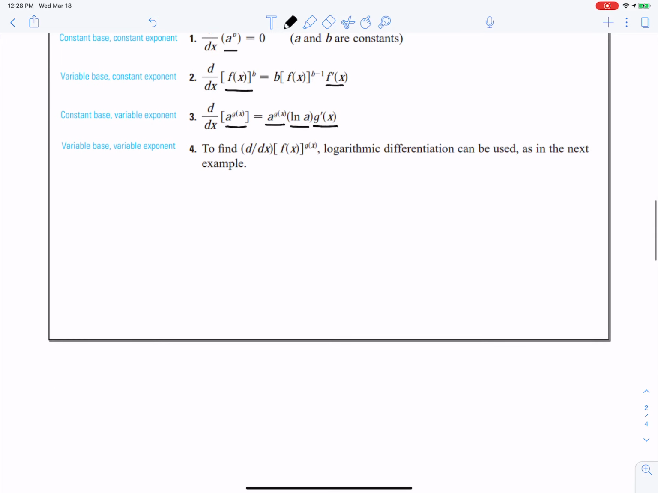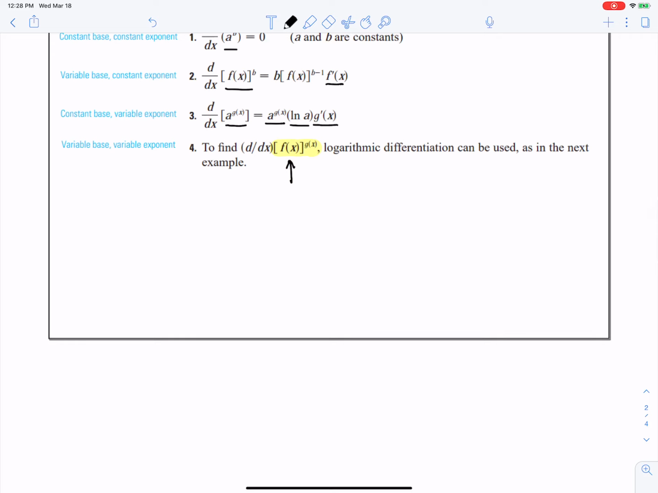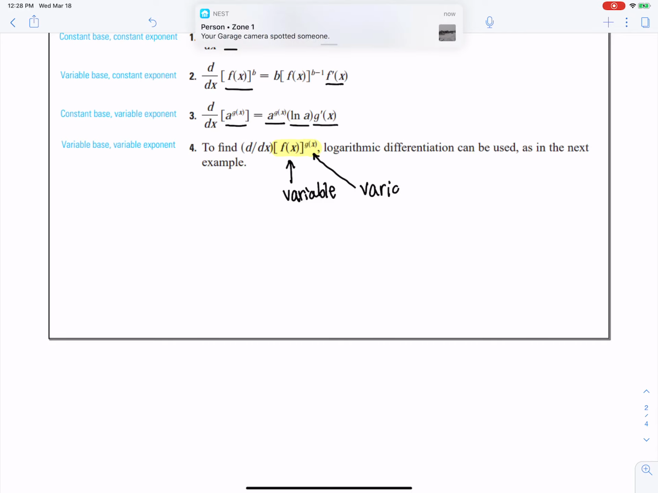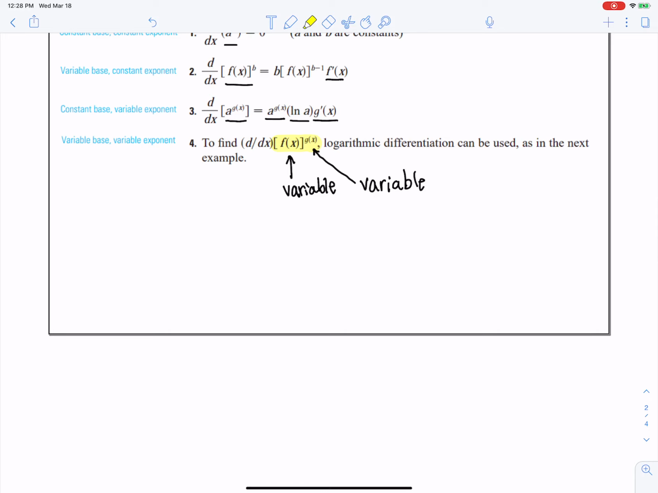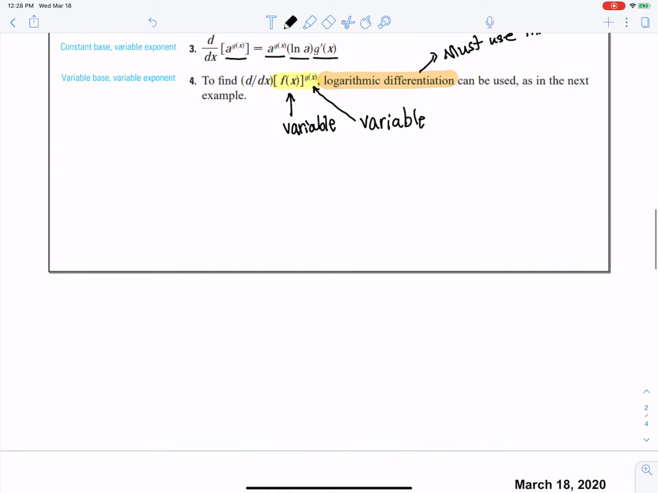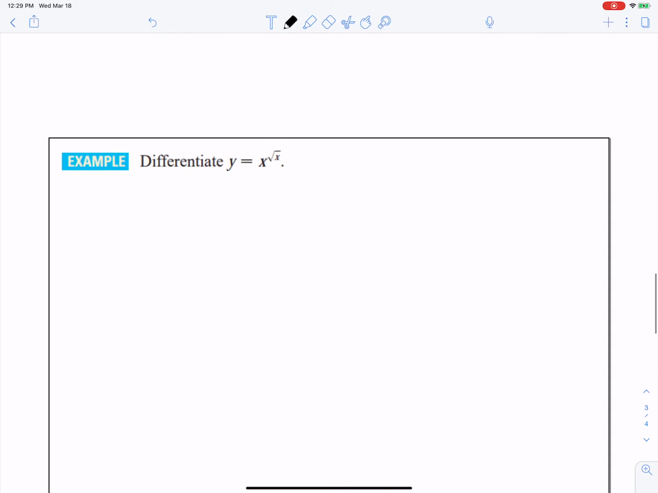Okay, so now basically when we want to do logarithmic differentiation on a function where there's a variable in the base and a variable in the exponent, we have no choice but to do logarithmic differentiation. It's not an optional tool, it's a mandatory tool to use. Must use this. Okay, so let's look at an example.